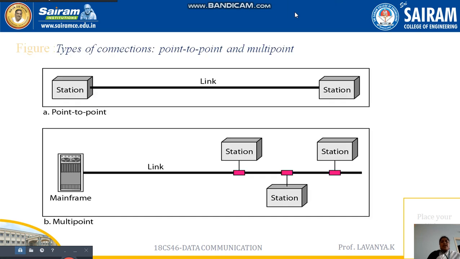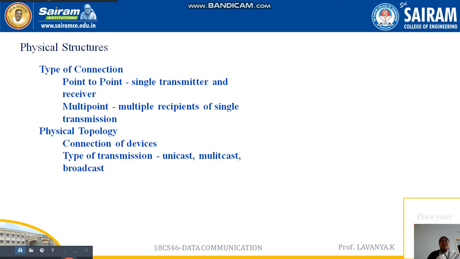Then the second one is physical structure. In the physical structure we can discuss two things. The types of connections, that is point to point connection and multipoint connection. Then physical topology, the connection of devices, as well as the type of transmission, which may be unicast, broadcast or multicast. First of all, we discuss the type of connection.